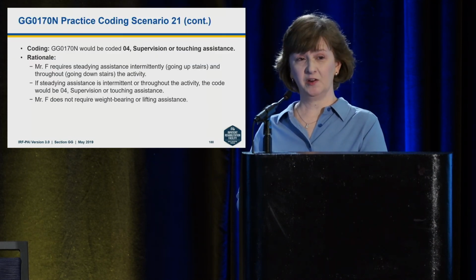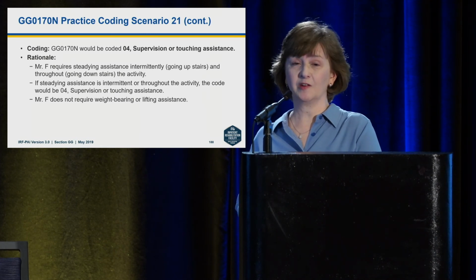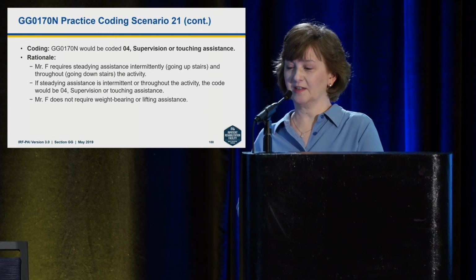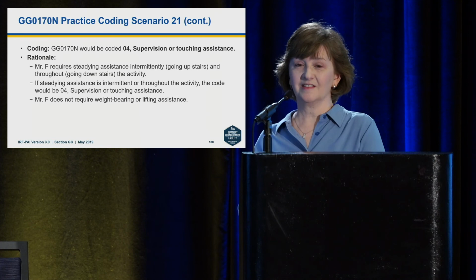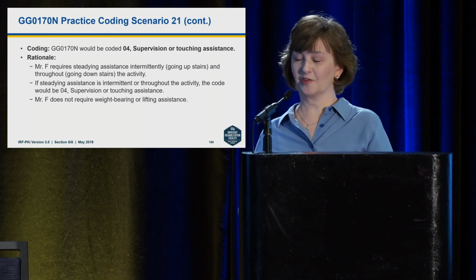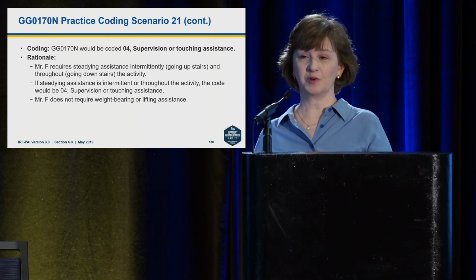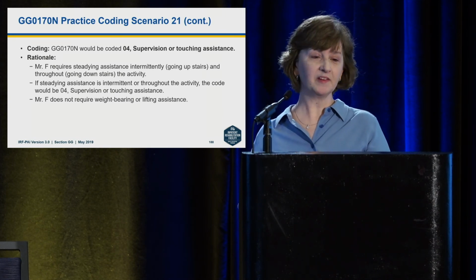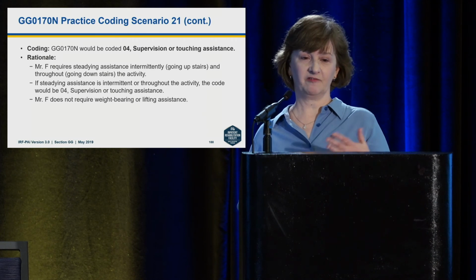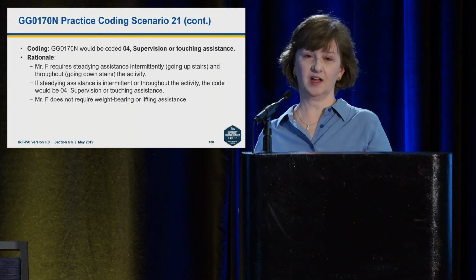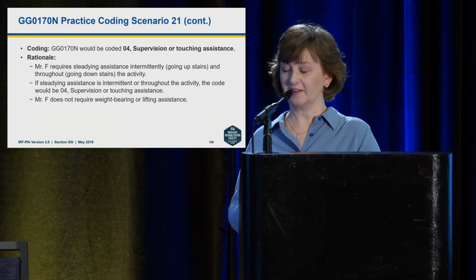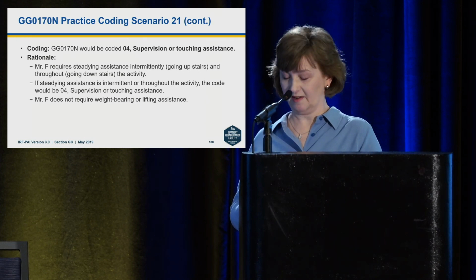So the rationale here: Mr. F requires steadying assistance intermittently to go up the steps, and throughout the activity when he's going down the steps. If steadying assistance is either intermittent or throughout the activity, it doesn't matter. Both would be coded the same level, which is level 4 supervision. So basically, whether somebody's there for part of the time or during the entire time, it's still a level 4. Mr. F does not require weight bearing or lifting assistance, and that's why it's not a lower level.